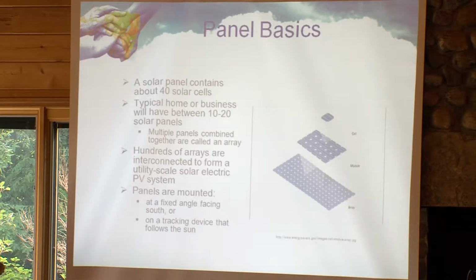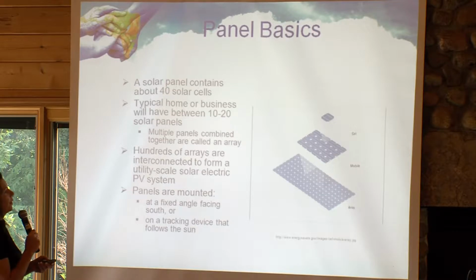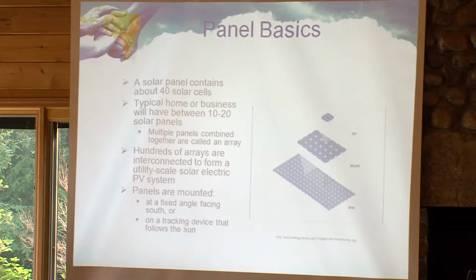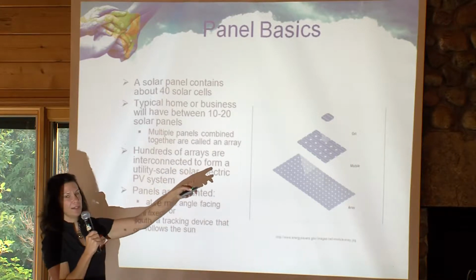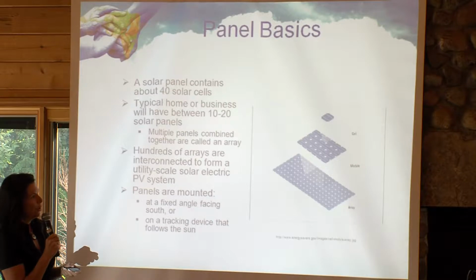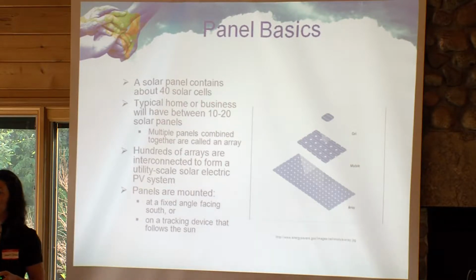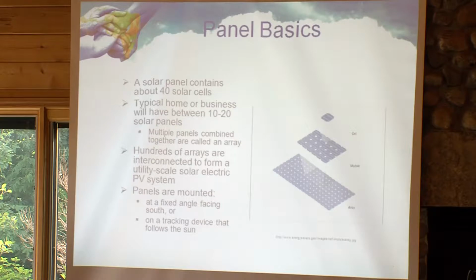Panel basics. Solar panels are comprised of solar cells, and then a solar array, or PV, photovoltaic array, is comprised of multiple solar panels. These solar cells are combined to make one solar panel, and your solar panels are combined and connected together to create your array. What we have outside demonstrating is a 1 kilowatt array. That's 4 solar panels that are connected together to produce 1 kilowatt of solar energy.